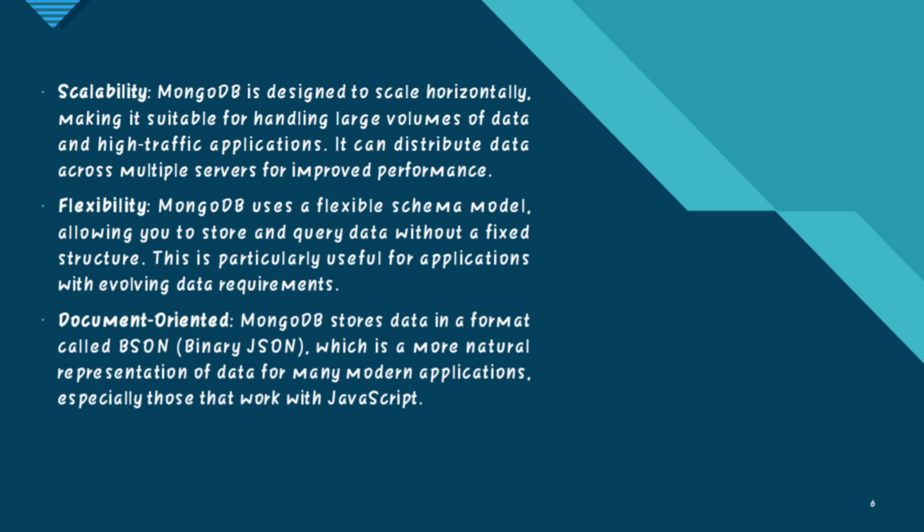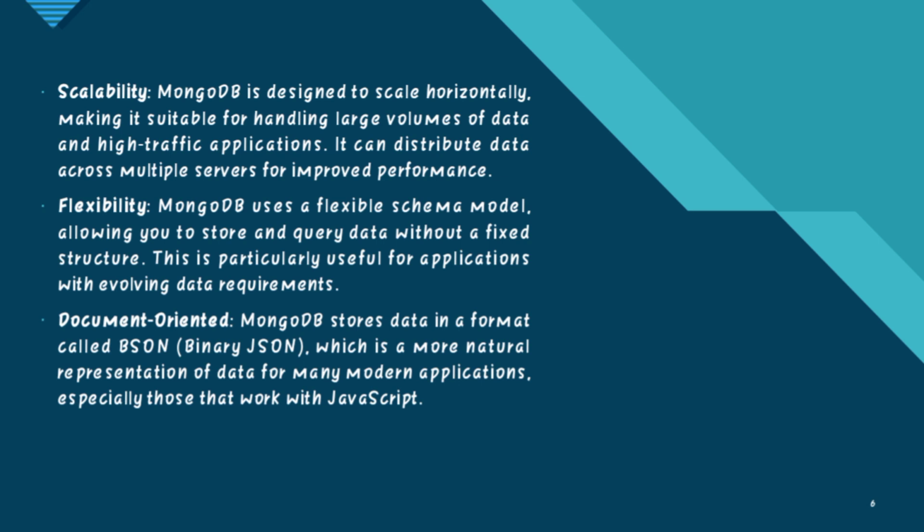The reasons are scalability. MongoDB is designed to scale horizontally, making it suitable for handling large volumes of data and high traffic applications. It can distribute data across multiple servers for improved performance. Flexibility. MongoDB uses a flexible schema model, allowing you to store and query data without a fixed structure. This is particularly useful for applications with evolving data requirements.